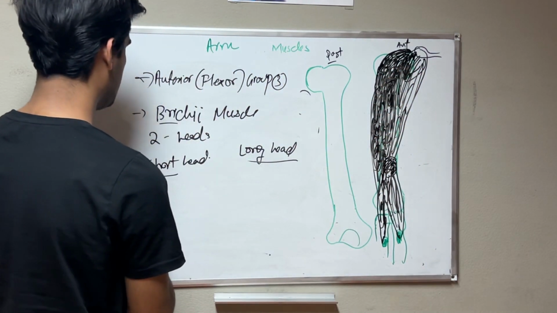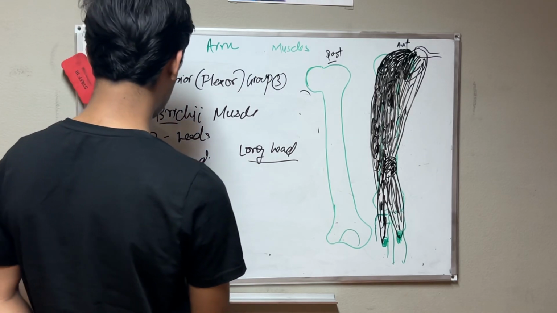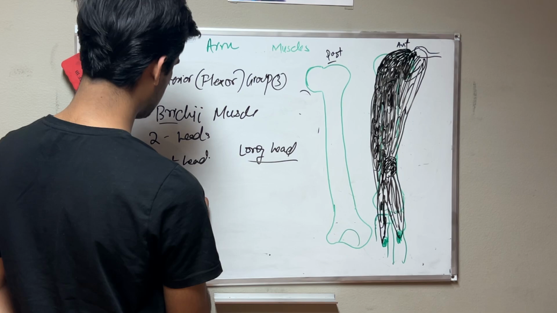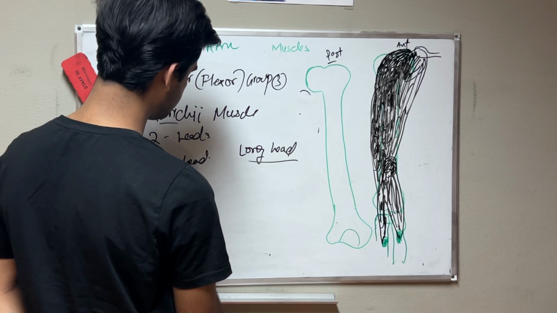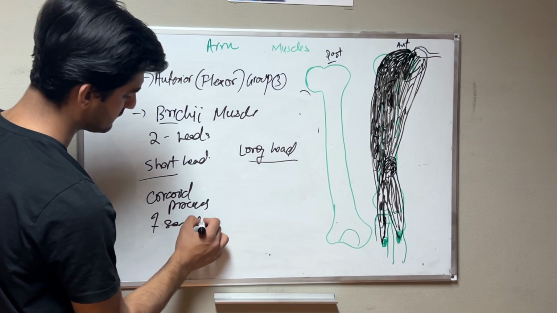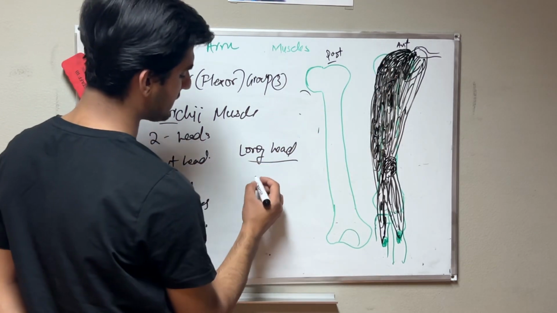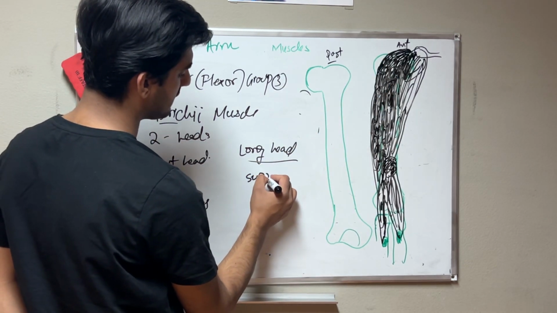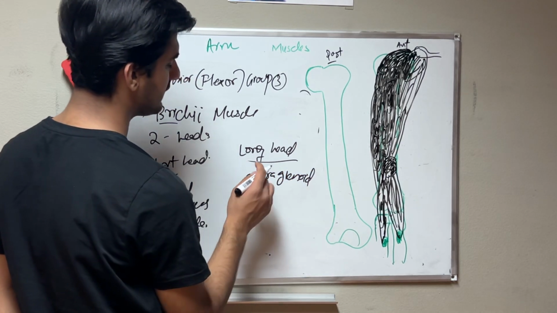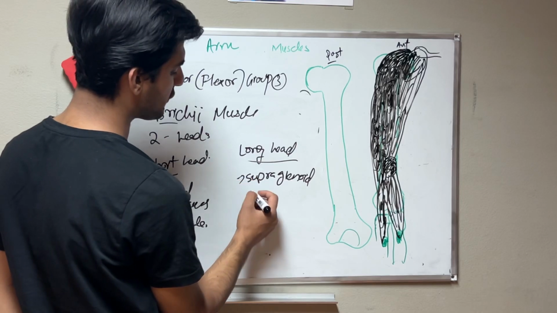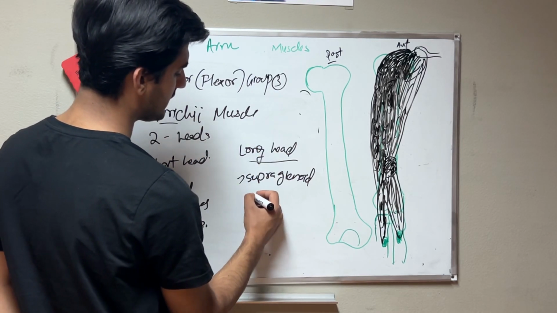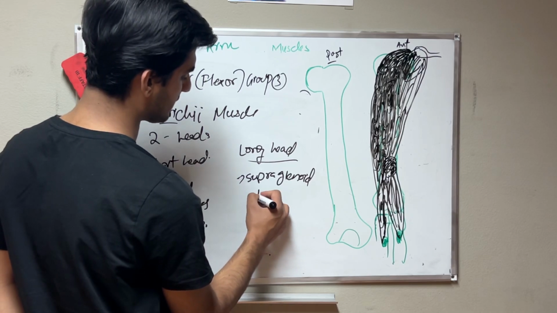If you talk about the short head, it originates from the coracoid process of the scapula, and the long head originates from the supraglenoid tubercle, because in the glenoid cavity we have two tubercles, one supra and one infra, meaning the upper one and the lower one. Okay, supraglenoid tubercle.